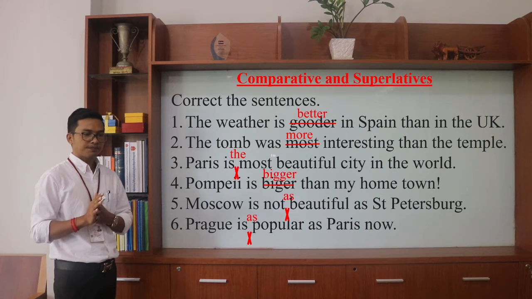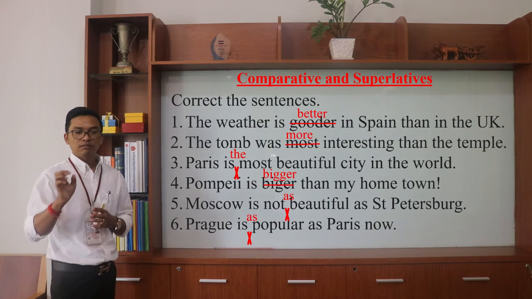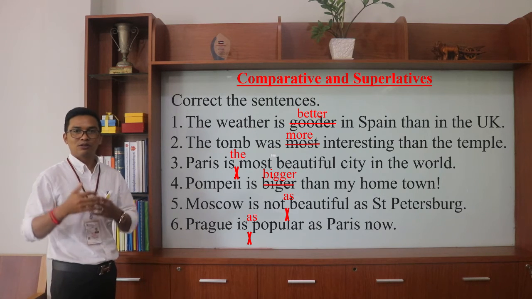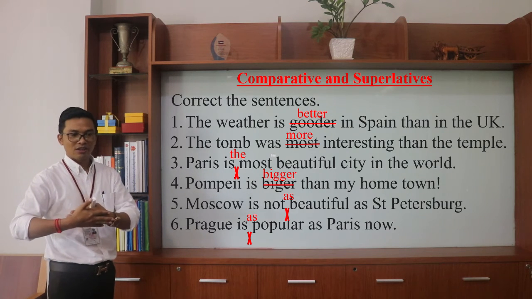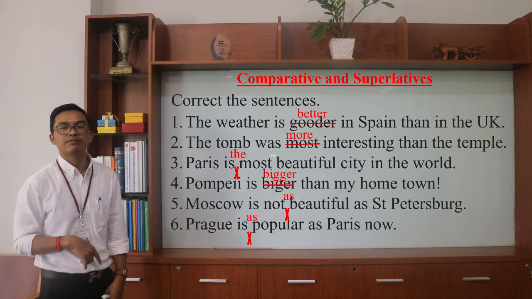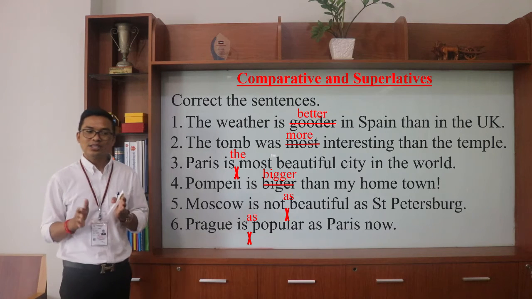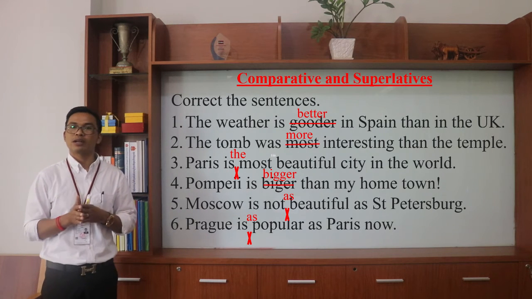And then the last one, Prague is popular as Paris now. So let's compare the same quality, the same degree. So use as popular as Paris now. Right, that's it for comparative and superlative degree.